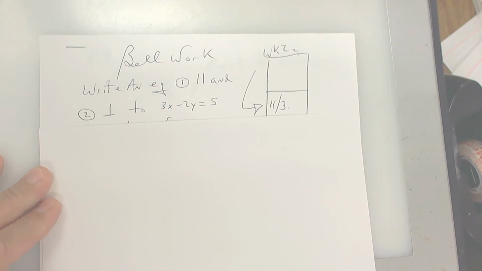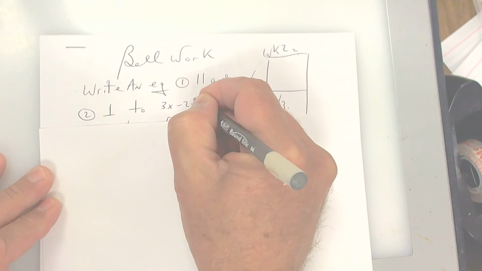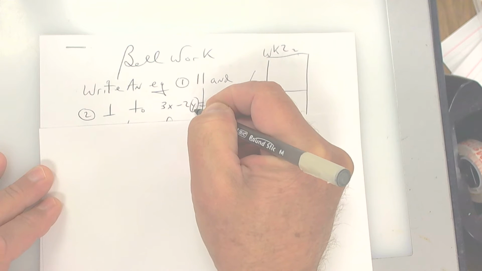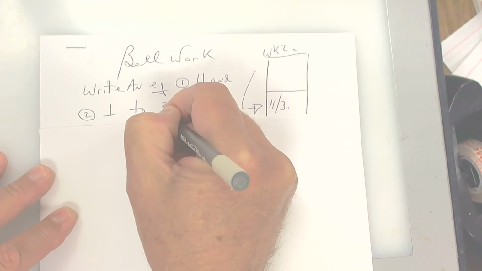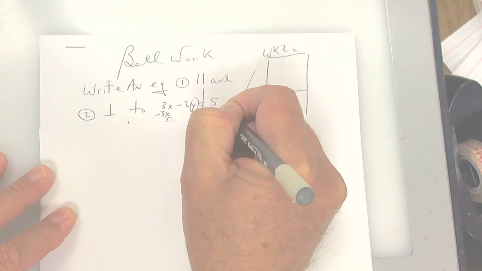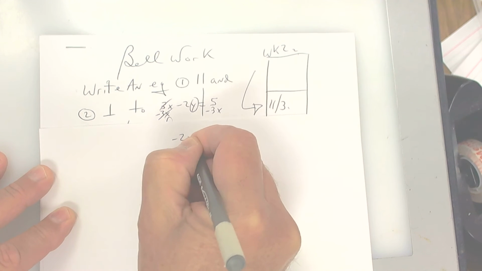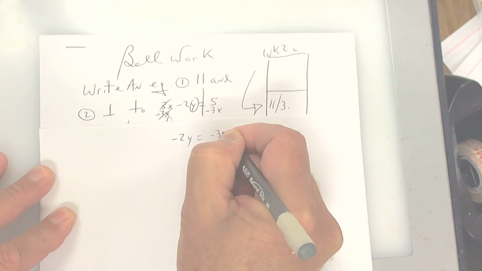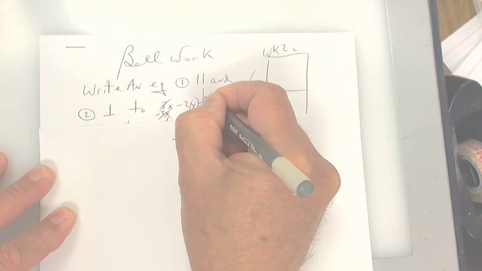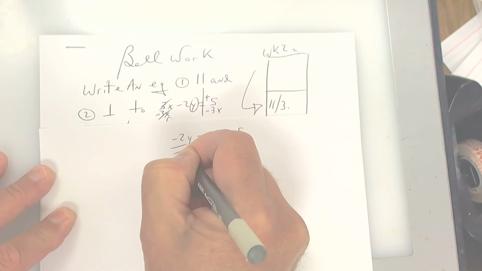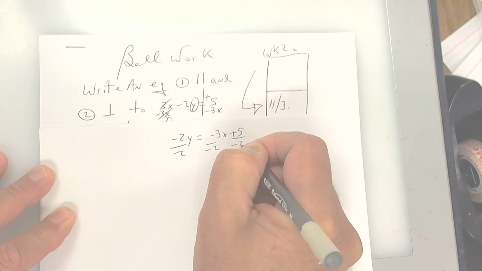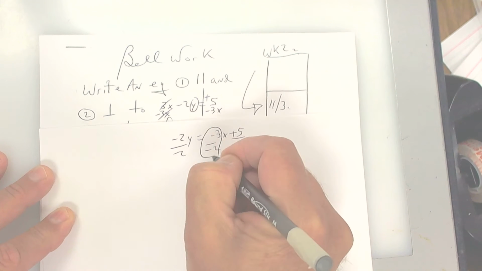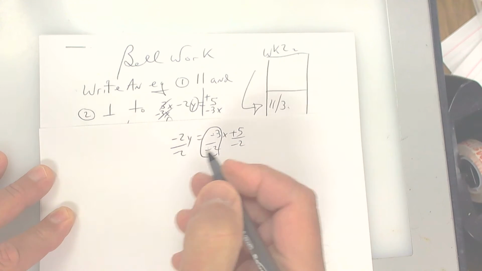So first thing you got to do is solve this equation for y. So draw a line and circle the y. You want to subtract 3x from both sides. So you get negative 2y equals negative 3x plus 5, because there's a plus right here. You want to divide by negative 2. You're not worried about anything else. This is your slope, and a double negative makes a positive.